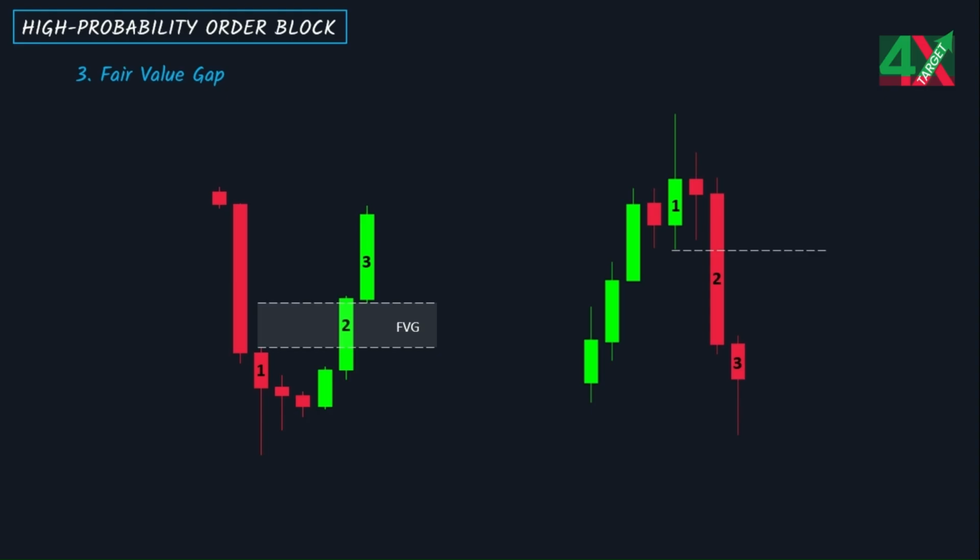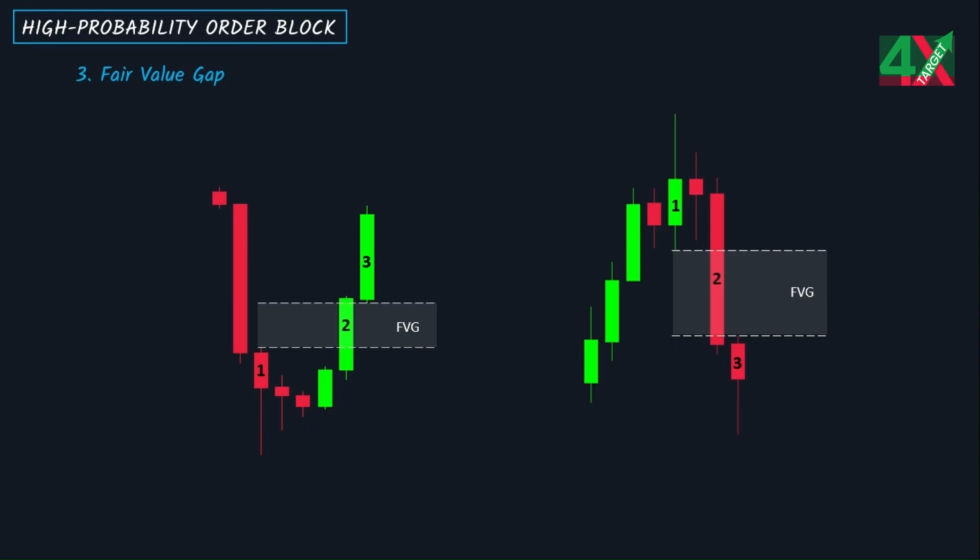In a bullish scenario, the fair value gap is the price gap between the high of the first candle and the low of the third candle. In a bearish scenario, it is formed between the low of the first candle and the high of the third candle. The presence of an FVG confirms institutional aggression and inefficiency, strengthening the validity of the order block.